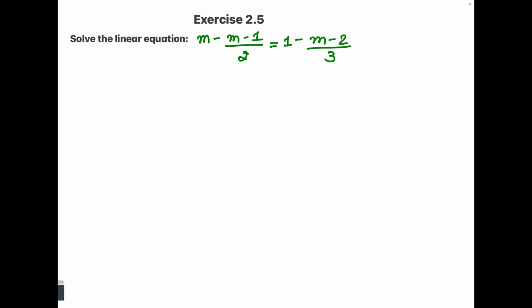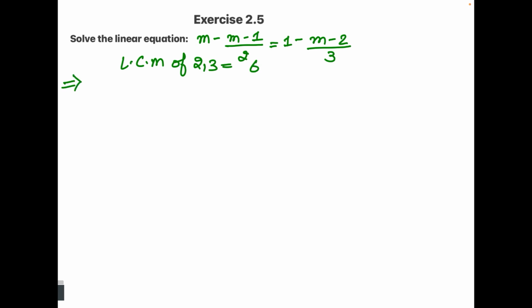In today's video we will solve class 8 maths chapter 2 exercise 2.5 sums 6 to 10. So let's start. First of all, the equation is m minus 1 over 2 is equal to 1 minus m minus 2 over 3. First of all, we will find the LCM of the denominators 2 and 3, and the LCM is 6.